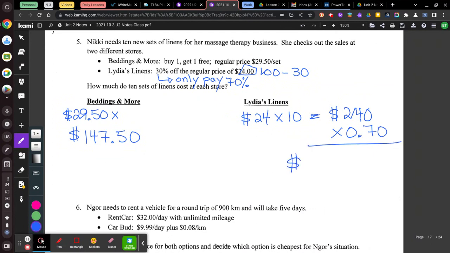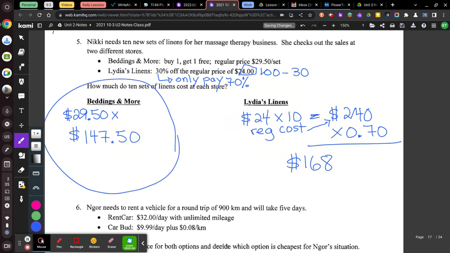So we have to find out the regular cost first. That's what we found out first, our regular cost. And then we have to find 70% of it, because that's all we pay. So that's going to be $168. So in this case, Beddings and More is cheaper.